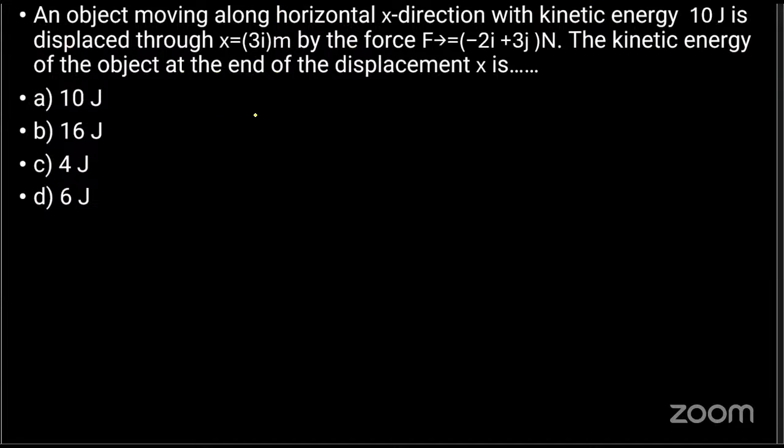देखो सबसे पहले क्या गिवन है? फोर्स वेक्टर गिवन है, तो उसे लिख लो माइनस 2 i cap प्लस 3 j cap न्यूटन. ठीक है, उसके बाद डिस्प्लेसमेंट वेक्टर गिवन है. कितना डिस्प्लेसमेंट है? x इज इक्वल टू 3 i cap मीटर. The kinetic energy of the object at the end of the displacement x is.